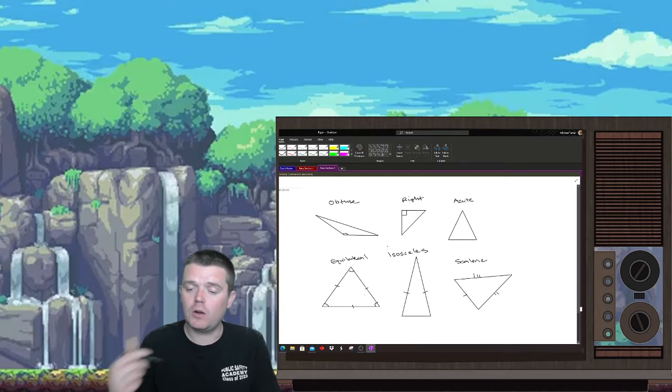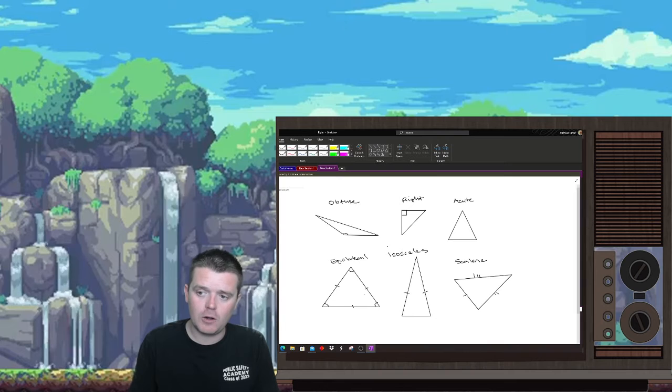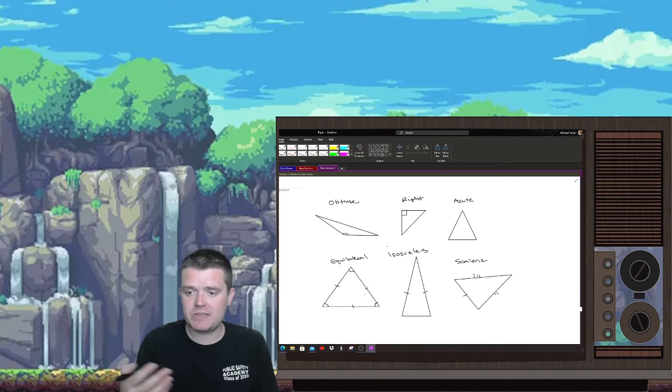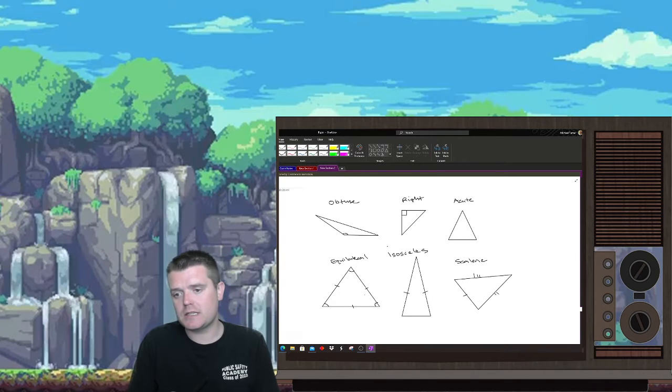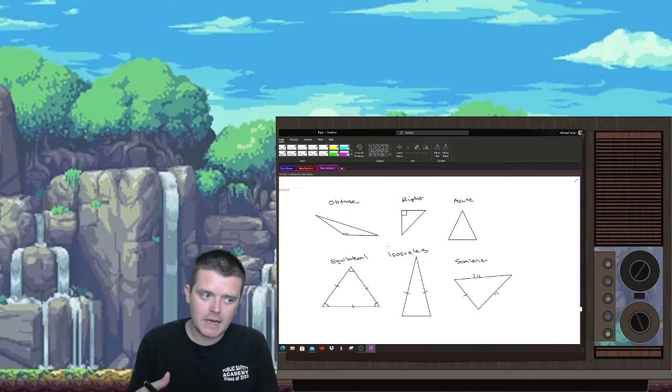Remember your triangle inequality theorem from last year where we said that if you're looking at a triangle, the largest side is always opposite the largest angle, the shortest side is opposite the shortest angle, etc. And as an extension of that, if you have all three sides that are the same, the only way that works is if all three angles are the same.